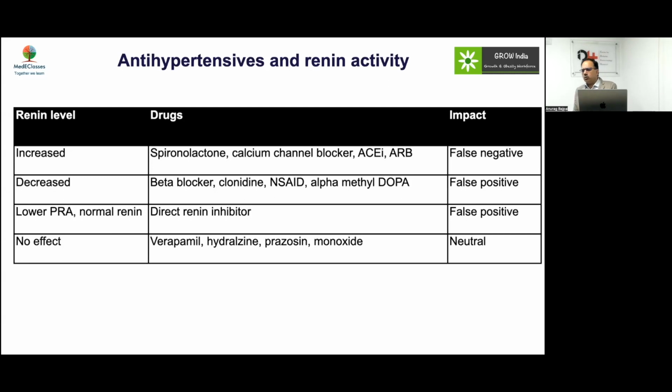So what do we do? We shift them to drugs which do not affect these ratios, which could pretty much be an alpha blocker like prazosin or a calcium channel blocker like verapamil. So prazosin is a good drug to start off with. Now, very importantly, if somebody is on spironolactone, an ACE inhibitor, or an ARB, you expect them to develop hyperkalemia.